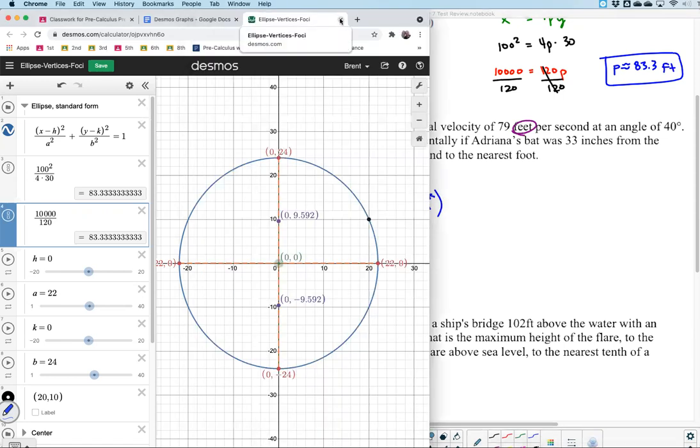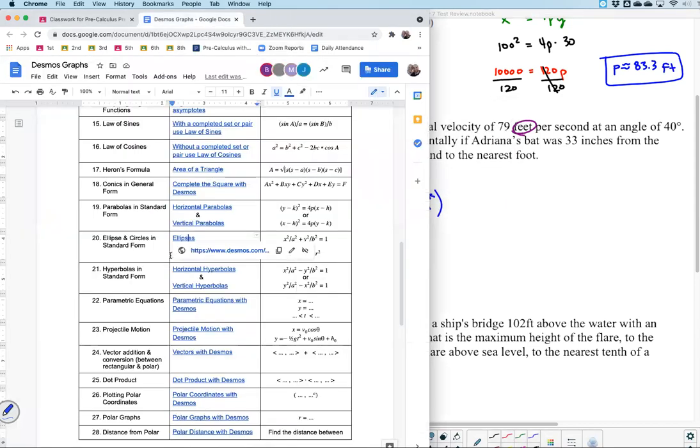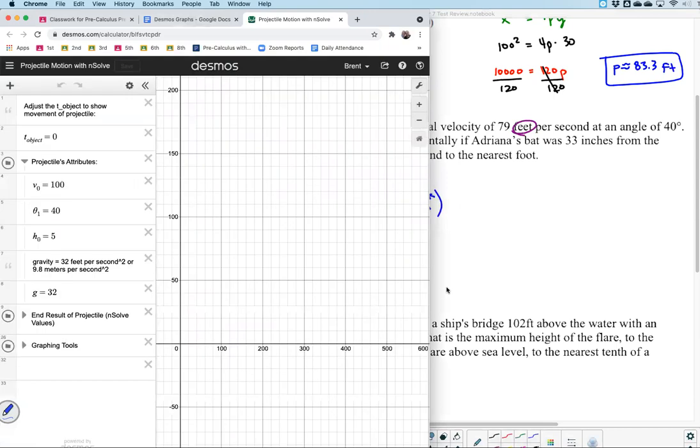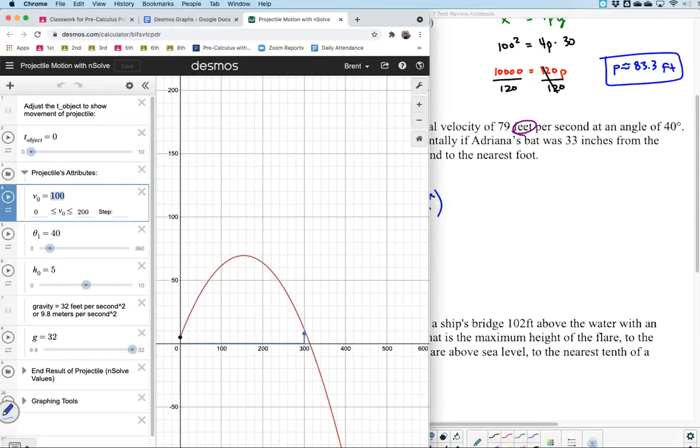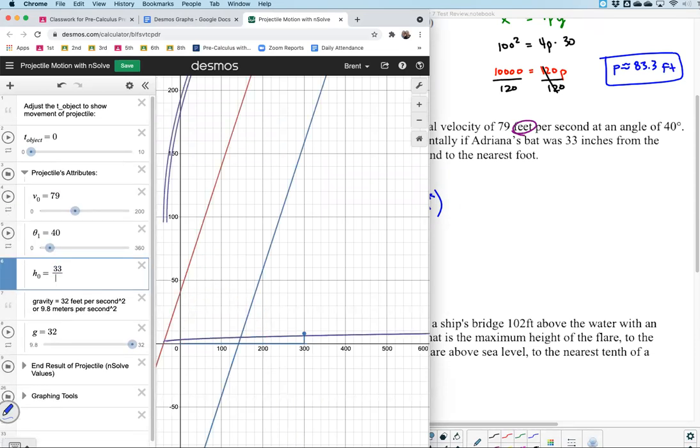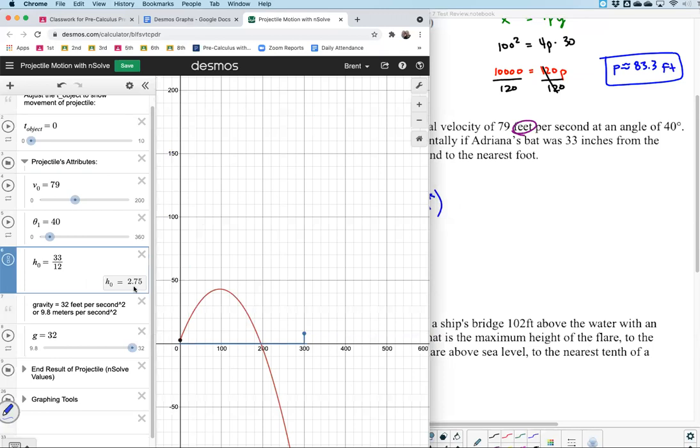So let's go to that calculator for projectile motion. For me, it's number 23 here. And we'll type in these values. So we have 79 feet per second, 40-degree angle. It was 33 inches, so 33 divided by 12 is 2.75 feet. We want to know optional distance. It is 32 feet per second.